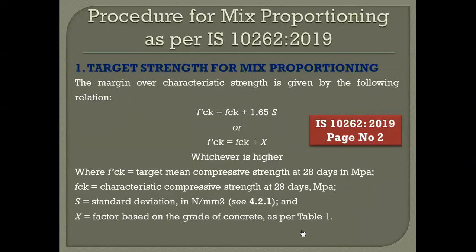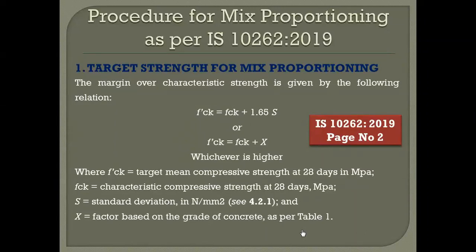There are two formulas for that. Target strength is designated by f'ck. So f'ck is equal to fck plus 1.65s, or f'ck is equal to fck plus x. This formula is available on page number 2 of IS 10262:2019. No need to note this down because it will be there in the codebook. If you know the page number of the codebook, it will be helpful for you.